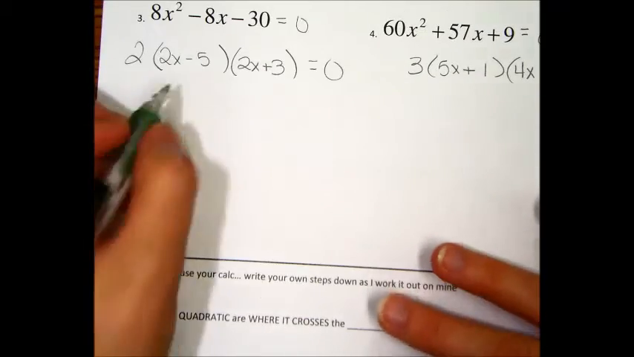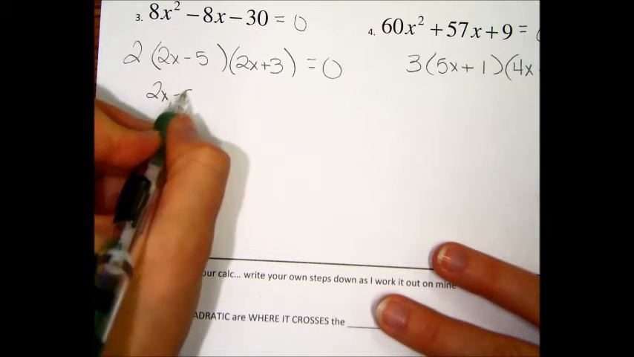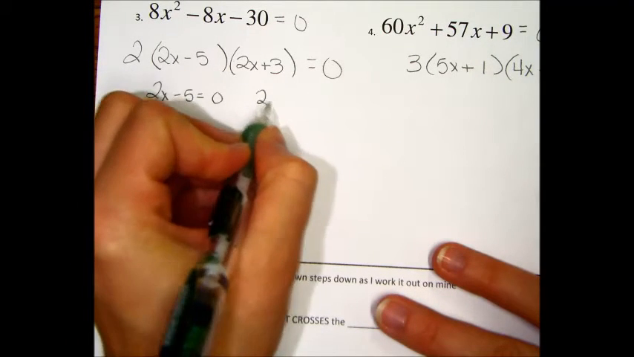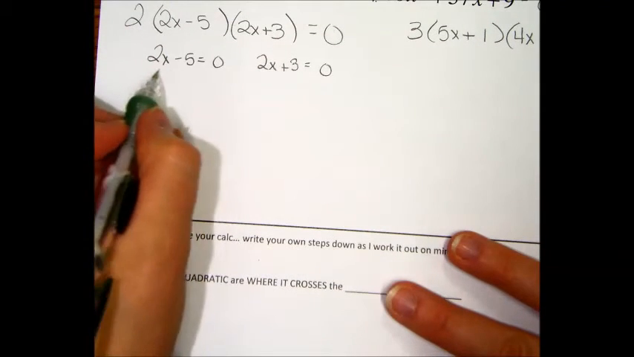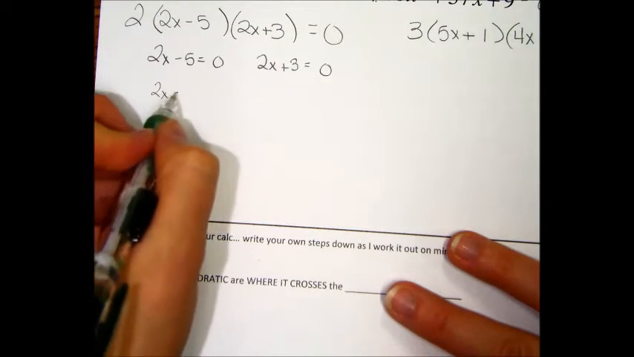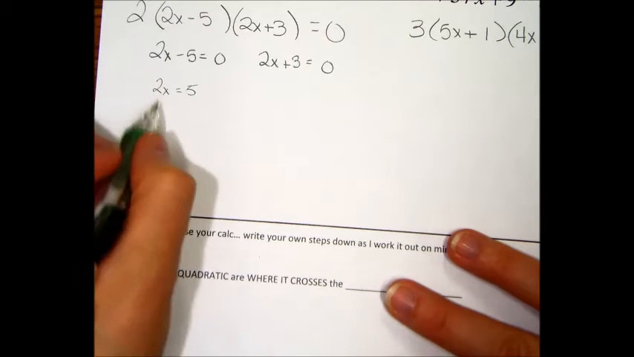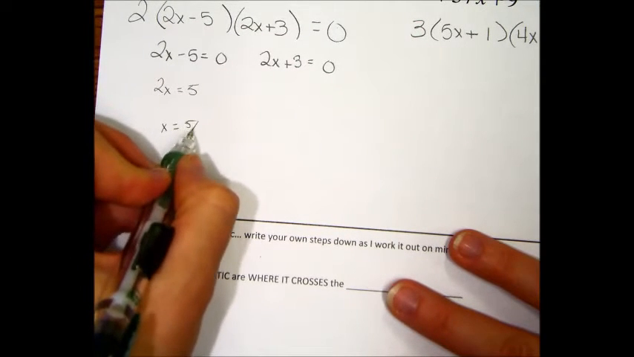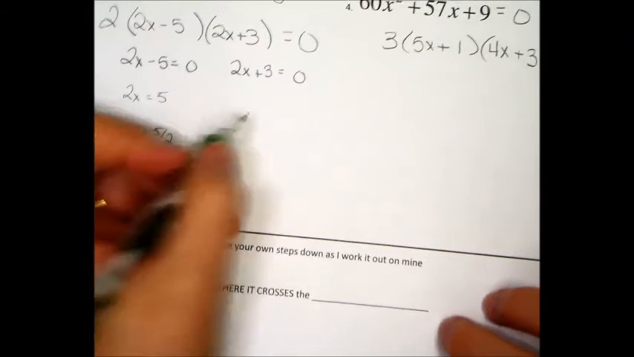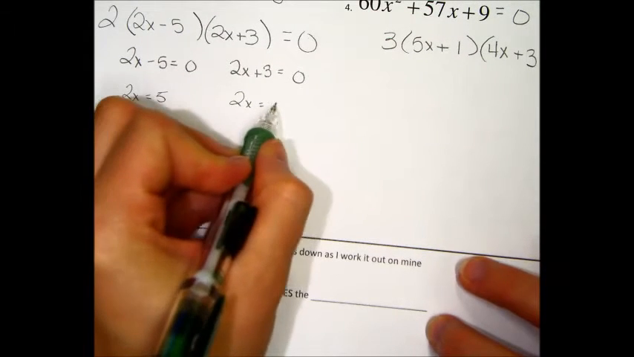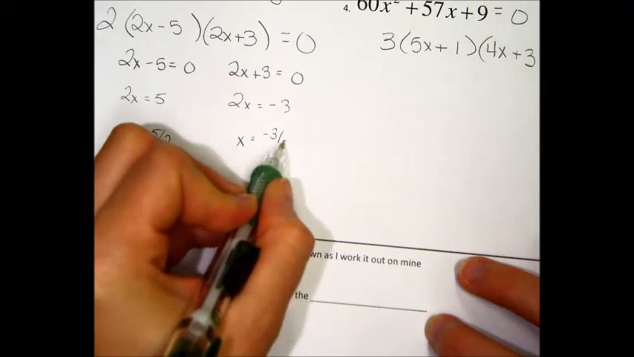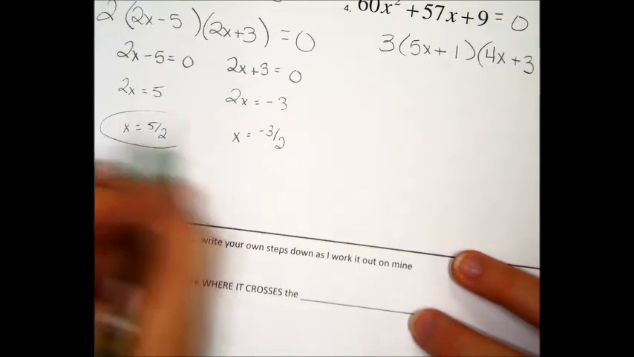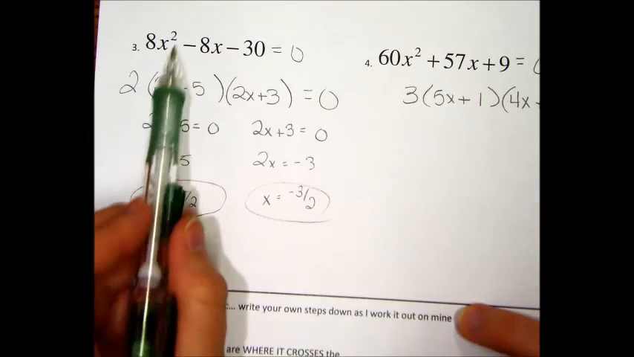Alright, down here, do the same thing. Set the 2x minus 5 equal to 0. Set the 2x plus 3 equal to 0. And solve each parenthesis. So add 5, so 2x equals 5. Yeah, this one's a little harder. Divide by 2, x equals 5 halves, or 2.5. On this one, take away 3, so you get negative 3. Divide by 2, so you get negative 3 halves, or negative 1.5. If you plug those values into your original problem, you will get a 0 when you do so.